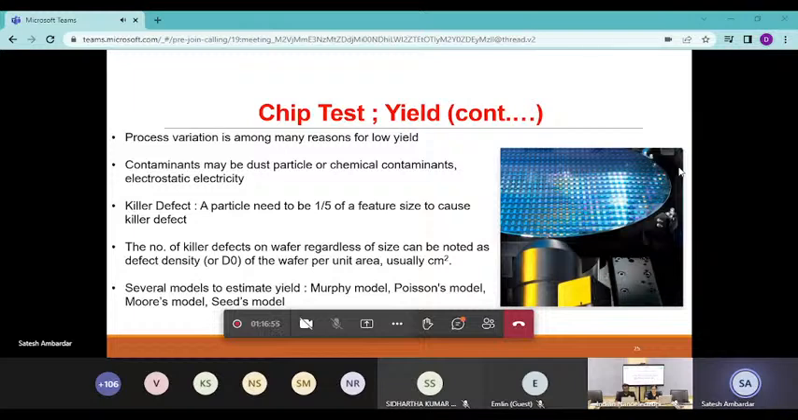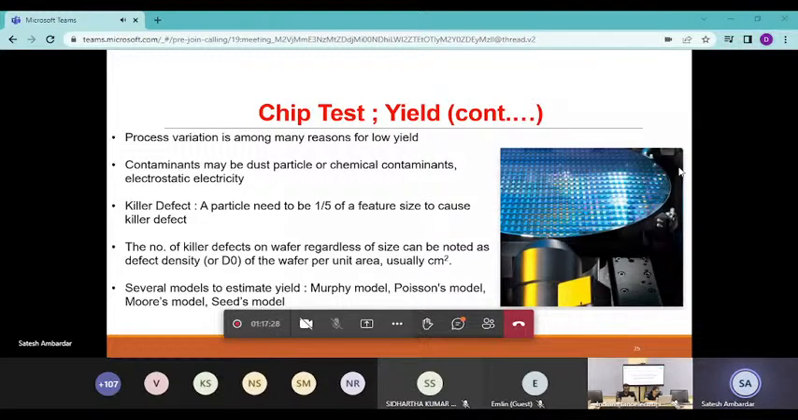So as I earlier mentioned, the contamination could be from dust particles, chemical contaminants, or electrostatic charge. Whenever we talk about yield, we talk about the killer defect. In a modern fab, the killer defect is 0.1 defects per centimeter square. That is the stringent killer defect we are talking about.